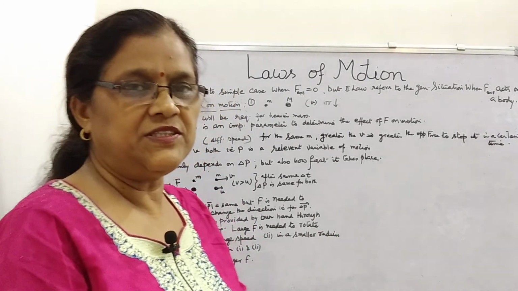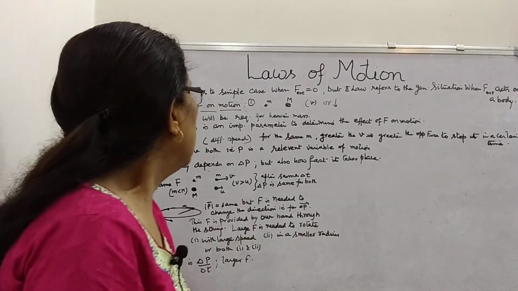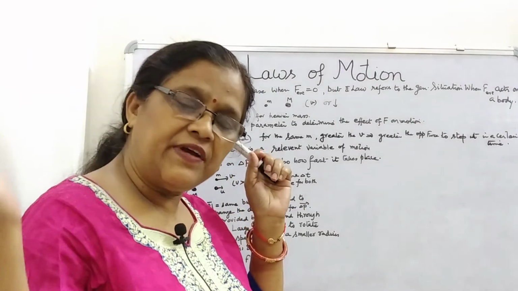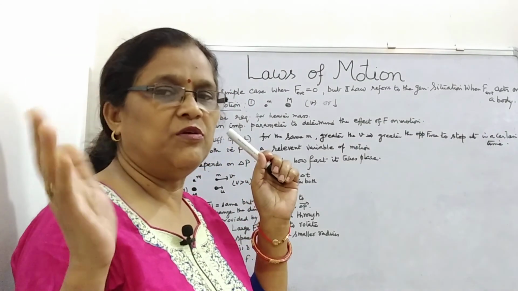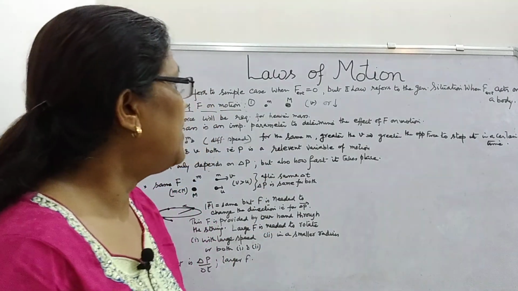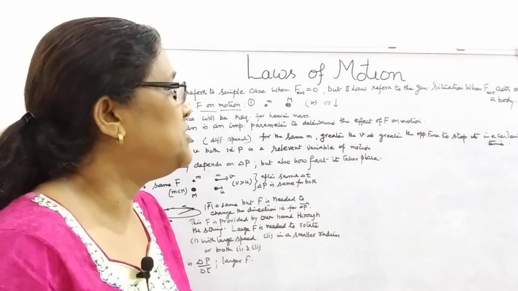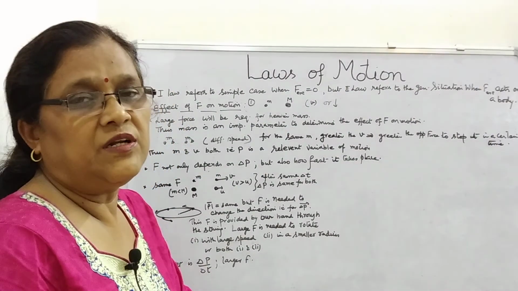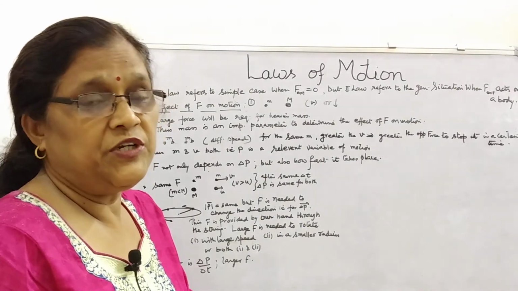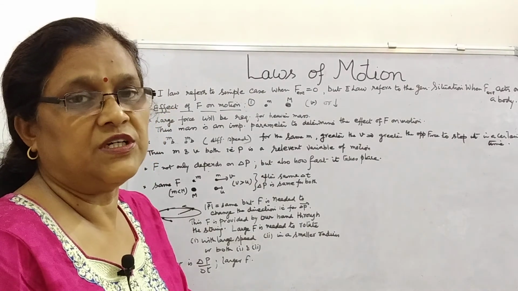You know what is the first law of motion? It refers to the simple case when F external, the external force on an object, is 0. Force is not applied. But what about the second law? It refers to the general situation when an external force acts on a body. We will see the second law of motion today.